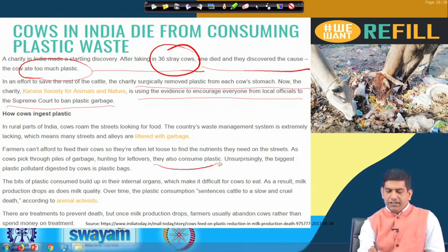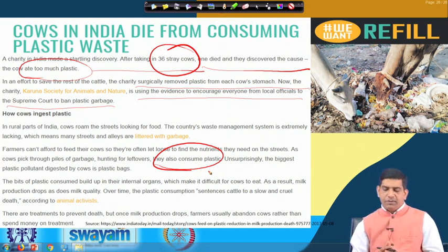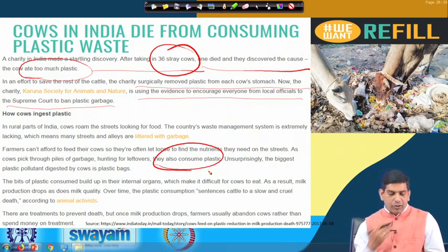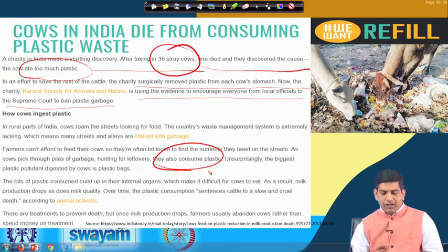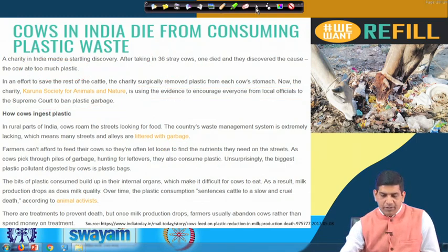They also consume plastic, and as we were talking about earlier, the biggest plastic pollutant digestible by cows is plastic bags, mostly those thin bags. Bits of plastic consumed build up in their internal organs, which makes it difficult for the cow to eat. So, milk production drops, as does the milk quality, and that plastic consumption sentences cattle to a slow and cruel death. As per the activists, there are treatments to prevent death, but once milk production stops, farmers usually abandon cows rather than spend money on treatment. So, that becomes an economic issue there.